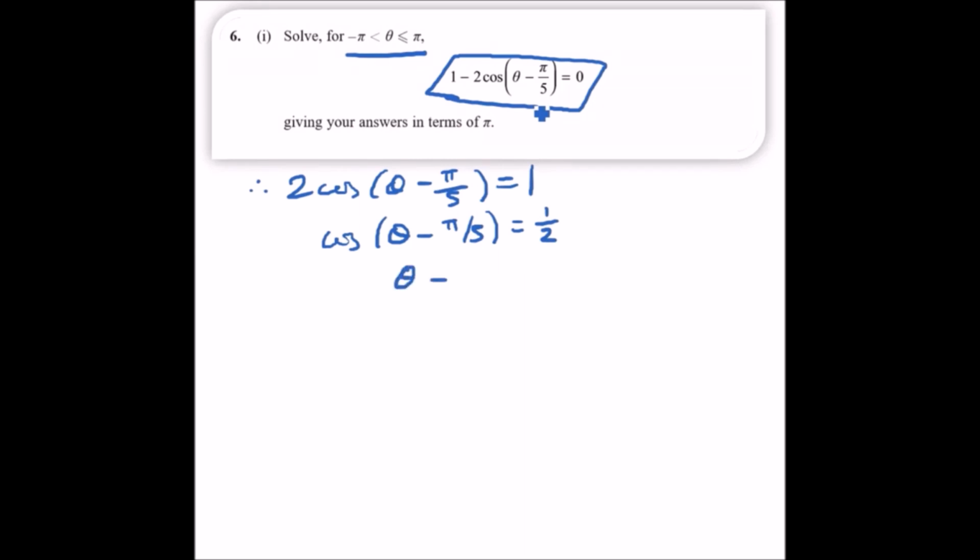Now cos inverse of half will give us pi over 3 in the calculator. So remember, this is the cos inverse. Now, notice that we have this term, theta minus pi over 5, and this is the interval we have. So all we really need to do is rewrite this interval for theta minus pi over 5. So within the interval of theta minus pi over 5, we should subtract these two amounts. Pi take away pi over 5 will give us 4 over 5 pi, and minus pi minus pi over 5 will give us minus 6 pi over 5. And this is the interval we are now working with.